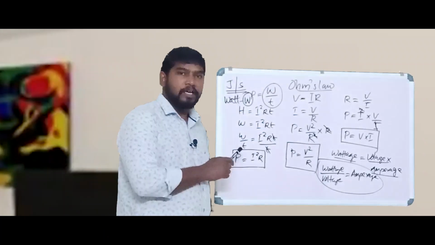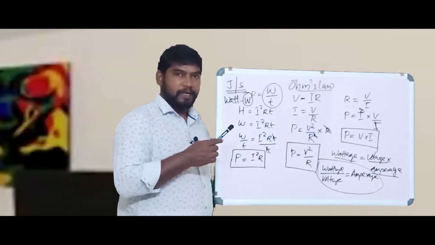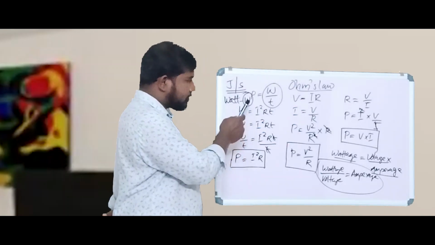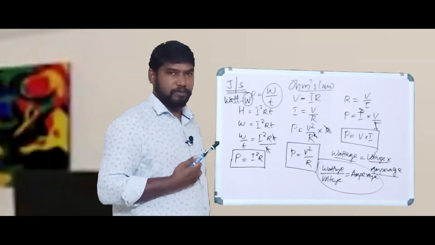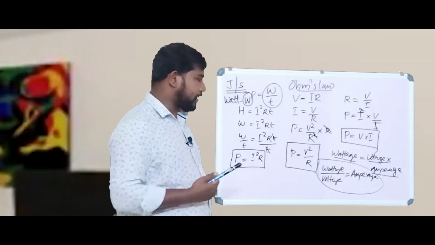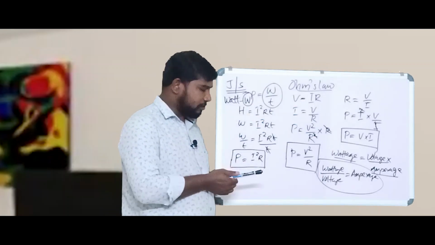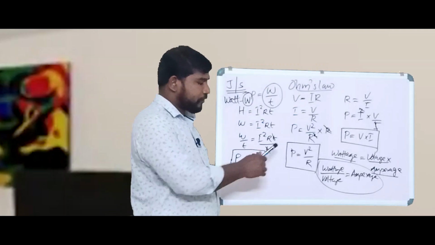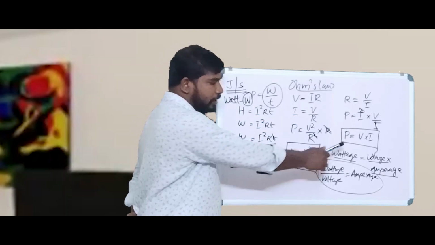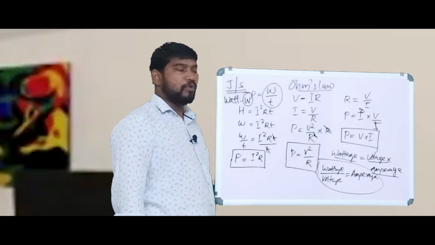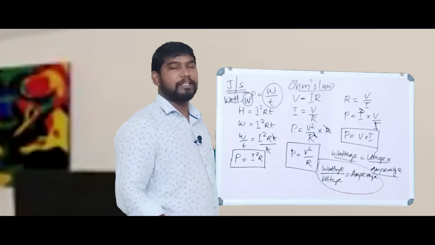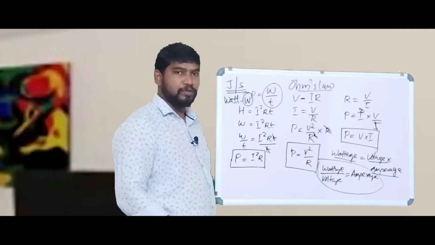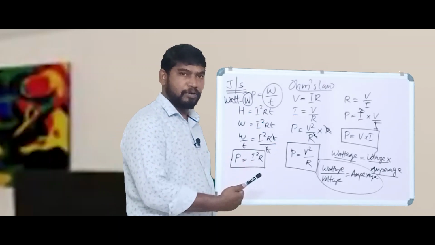So this is what we have discussed about power, and power is W by T, that is the energy consumed by an electrical equipment in unit time, and we have derived three equations for power. P is equal to I square R, P is equal to V square by R, and P is equal to V into I, voltage into current. Now we will go for some mathematical problems related to these three equations. Let us see the first question.